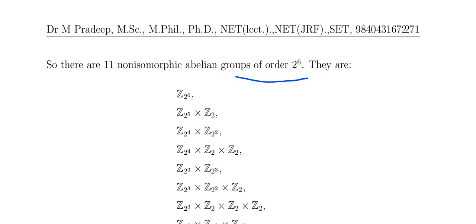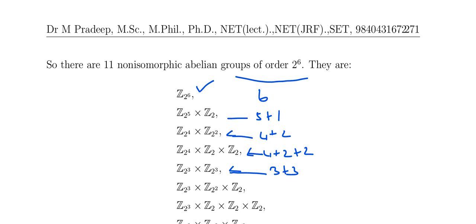So how to express this? Z2 power 6 corresponds to the partition 6. Then 5 plus 1. This is 4 plus 2. This is 4 plus 2 plus 2. This is 3 plus 3. So the corresponding groups are these. These are the non-isomorphic abelian groups. Like that, small problems like this can be asked; there are many chances they will ask.